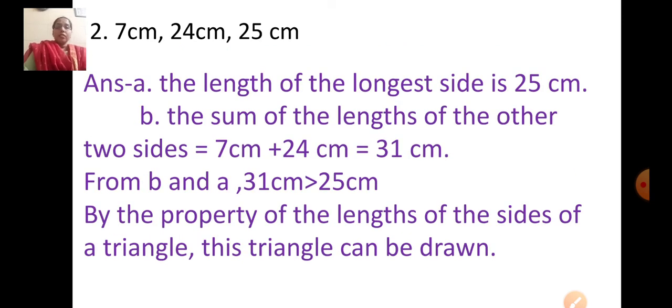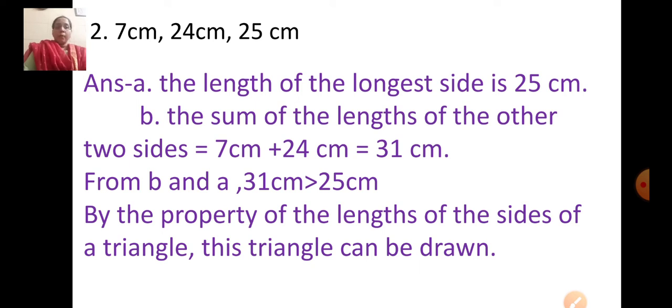7 centimeter, 24 centimeter, 25 centimeter. So here again we are going to take the longest side. Yes, the length of the longest side is 25 centimeter. And let us take the other two sides. The sum of the length of the other two sides, 7 centimeter plus 24 centimeter. So how much is 7 plus 24, children? Yes, it is 31. So here I have written 31 centimeter.